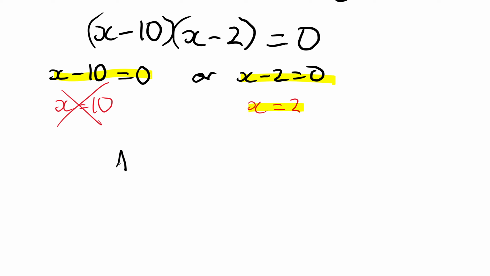And therefore the area of the square, which is just x squared, is equal to 4 meters squared.